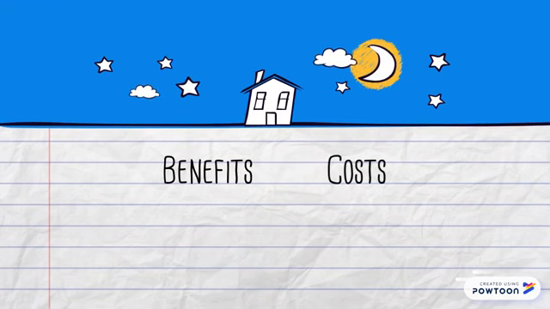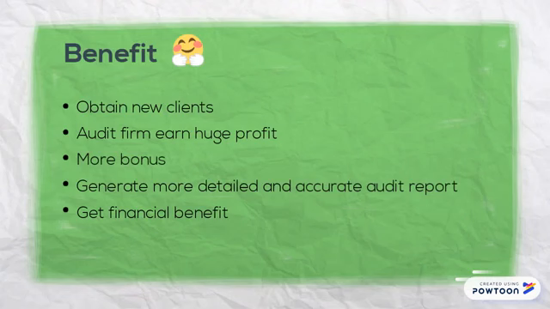Susan has been struggling over this issue for the whole day. At night, she sat in front of the desk and decided to list out all the benefits and costs she would encounter before making her decision. If I accept to be the auditor of both companies, our audit firm will be able to obtain 2 new clients and earn huge profits from them. The more our firm earns, the higher the bonus I may receive at the year end. Moreover, since I will be able to access information of both companies, like the provision of the lawsuit, I may therefore be able to generate a more detailed and accurate audit report for the clients.